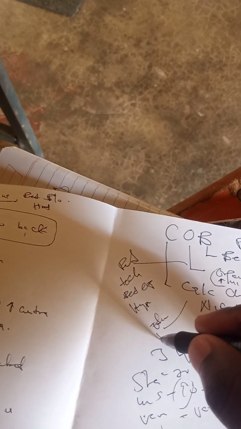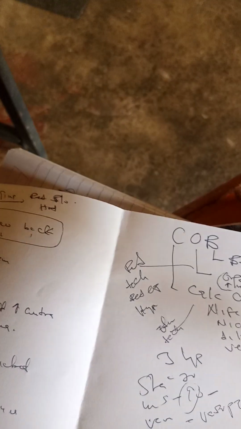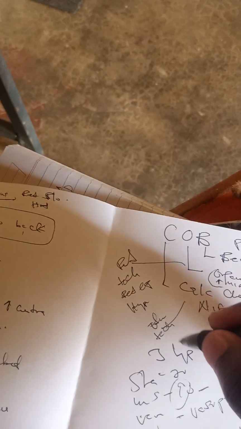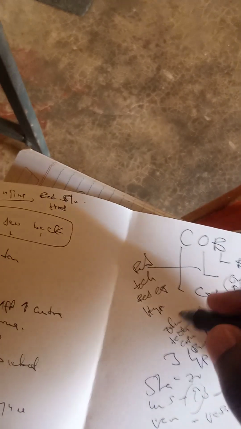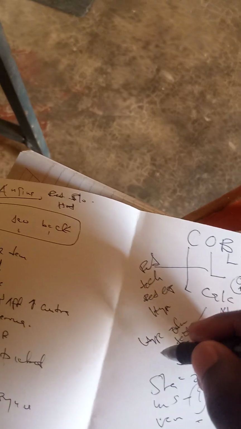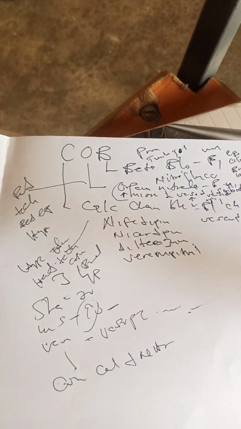Coming to the calcium channel blockers, the effects are that they cause edema, reflex tachycardia just like the organic nitrates, constipation, bradycardia, hypotension, and headache. So those are the effects.